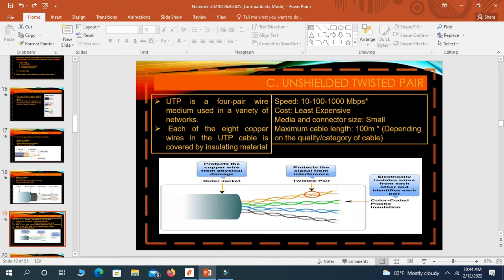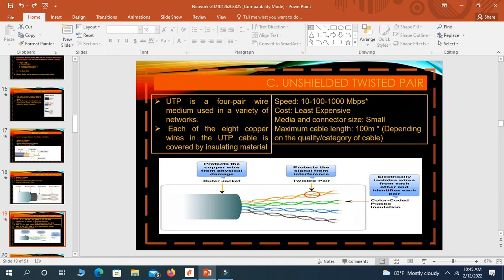Each of the 8 copper wires in the UTP is covered by insulating materials. It protects the copper wire from physical damage. It's the outer jacket. Here it protects the signal from interference. Twisted pair. The speed is from 10 to 100 Mbps. The cost is least expensive.